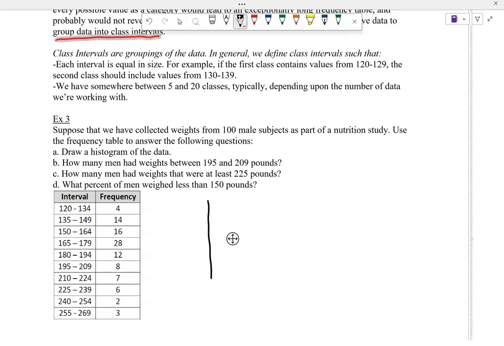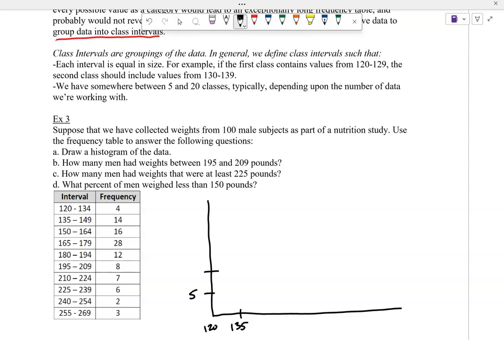Sure, so we could go from 120, so we'll start here at 120, up till less than 135. We have 4. Let me go by 5, 10, 15, 20, 25, 30. So we have 4. And then from 135 to 149, we have 14.